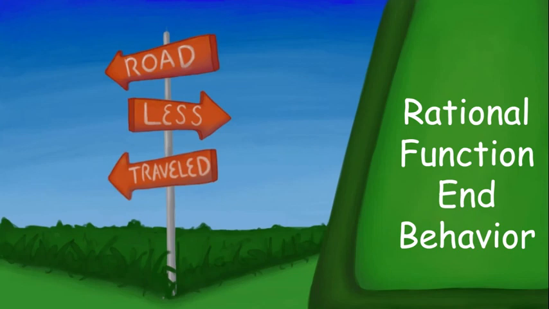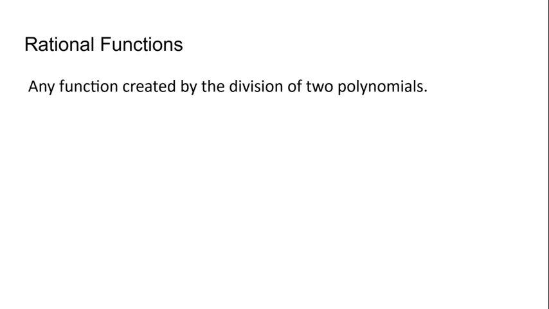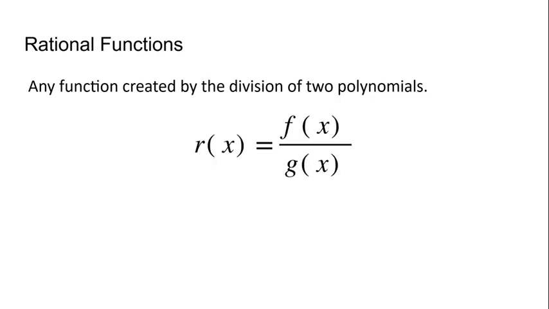Hello everyone and welcome. In this lesson, we're going to be discussing the end behavior of rational functions. First, what's a rational function? Well, it's really any function that's created by the division of two polynomials. Now note, the bottom one can never be equal to 0 because then we'd be dividing by 0, which in math is undefined.